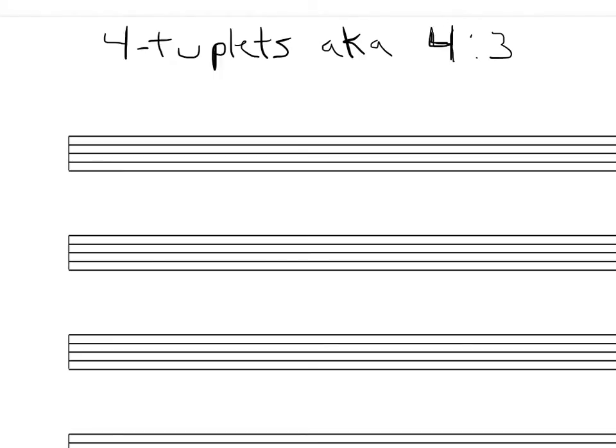Another way of looking at that is if you might see something like this, which you do. 3, 4 is this sort of grouping. 4. So instead of a triplet, it's a quadruplet.